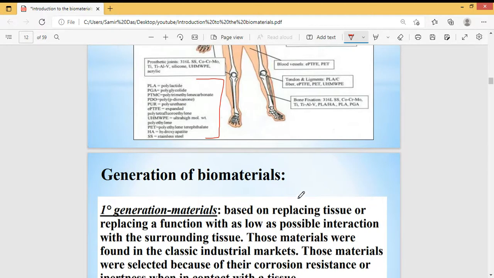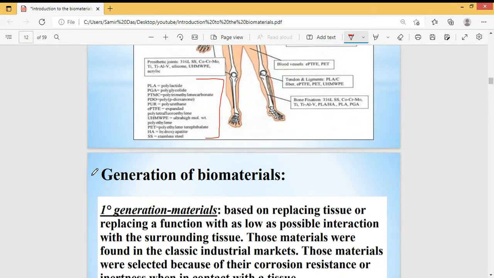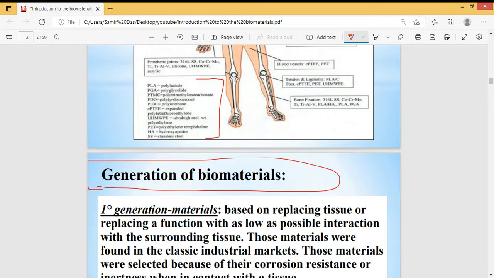So that's all for today. Next day we will describe how the generation of biomaterials comes into the picture. So that's all for today.